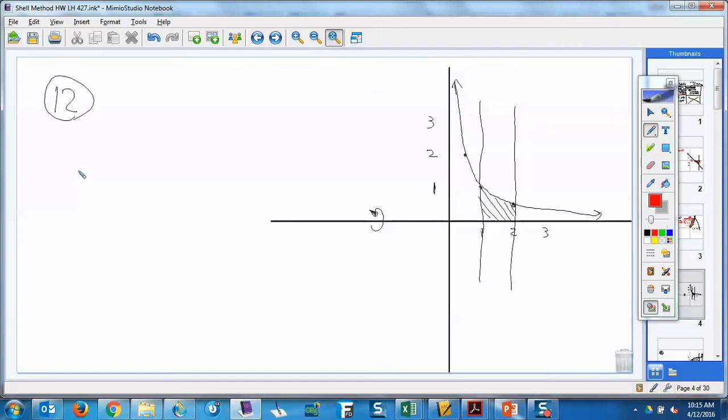Okay, and the answer on that one was 16 pi over 3. Okay, number 12, we have this region here. Now, you were supposed to do this with shell. This would be easier with the disc method. Okay, why is this harder with shell?